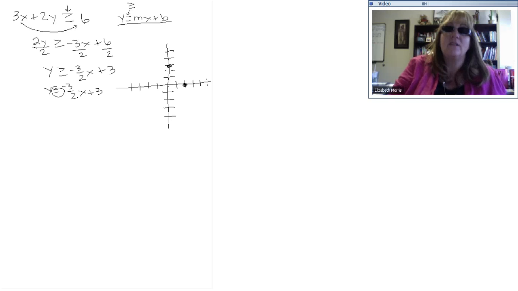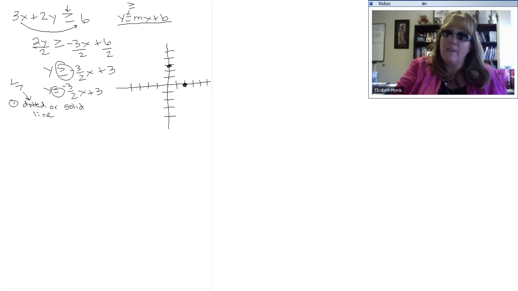Now here's the difference. Because it's an inequality, we have to do two things different. First of all, you have to decide if it's a dotted or a solid line. Dotted lines are if it's just greater than or less than. Dotted lines are like the parentheses when we do interval notation. Solid lines have the greater than or equal to. So this is greater than or equal to, so it's a solid line. Okay, that's the first thing.